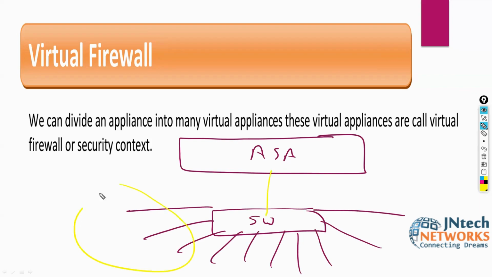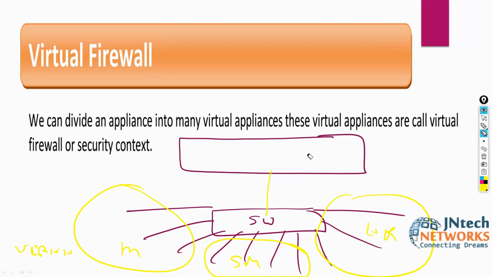For example, this is your marketing department, maybe VLAN 10. And we have a sales department, called VLAN 20, and HR department, VLAN 30. Now what we can do for each department is divide my single firewall box into multiple virtual firewall boxes, called firewall box 1, firewall box 2, firewall box 3. And these are the interfaces. These are the resources.